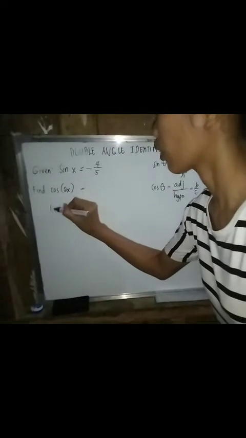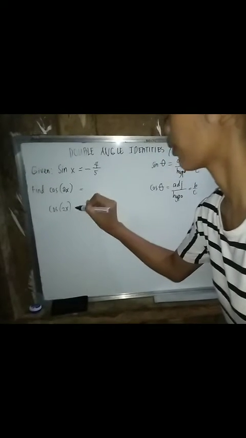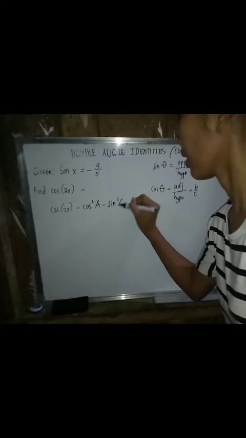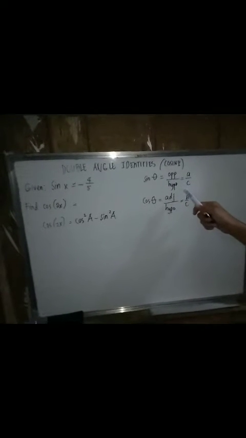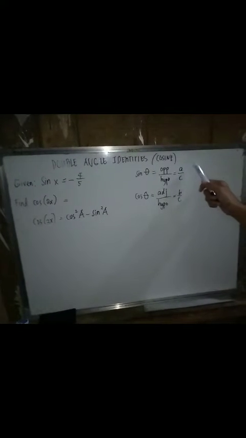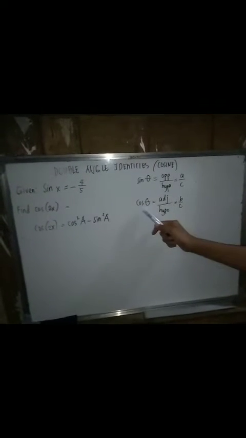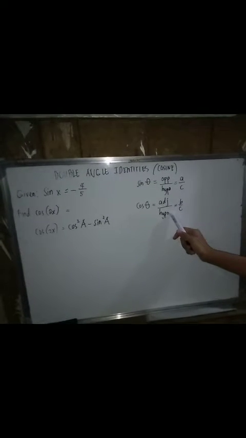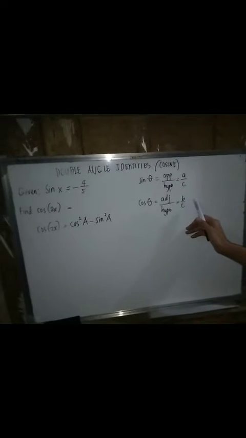So if we have cos 2x, it is equal to cos squared a minus sine squared a. But first, we need to find sine. The formula for sine is sine theta is equal to opposite over hypotenuse, and it is equal to a over c. For cos theta, we have adjacent over hypotenuse, and it is equal to b over c.